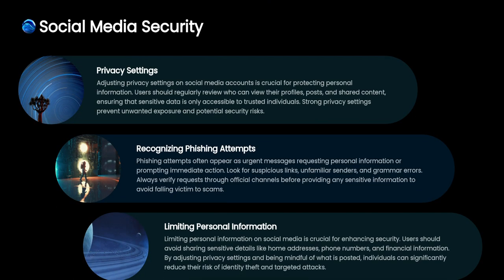For social media security, enable your privacy settings in your apps, and recognize phishing attempts, in which suspicious links with grammatical errors may say that we want your information or something like that. So one must be aware of these attempts. Also, limit your personal information, like your phone numbers, addresses, or financial information, so that it's not vulnerable to others.